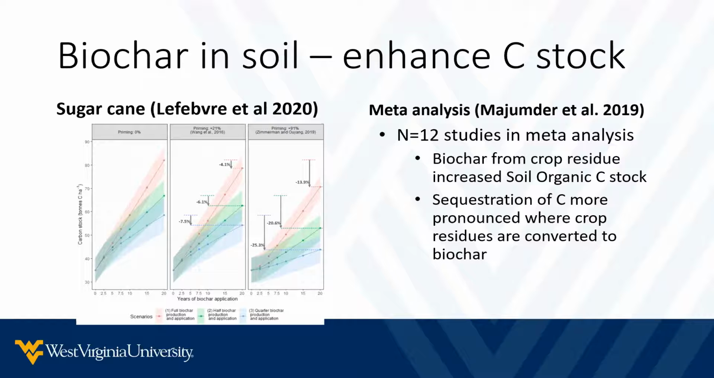Also, a meta-analysis that was just published a few years ago found that biochar from crop residue increased soil organic carbon stock. This was over 12 different studies that have been done. The big finding here is that the sequestration of carbon was more pronounced where the crop residues were converted to biochar.